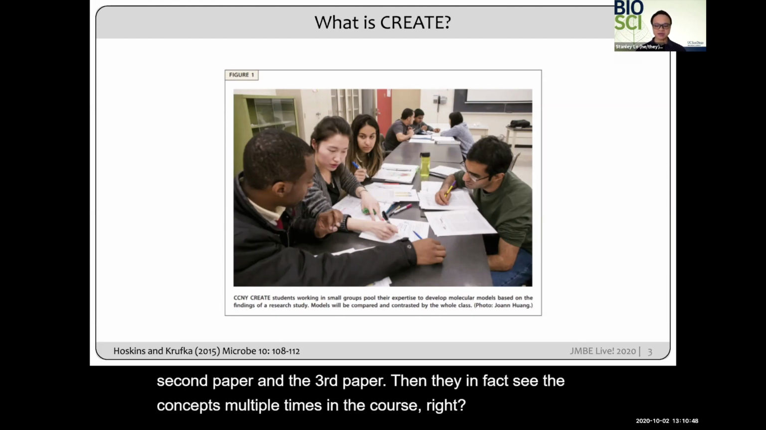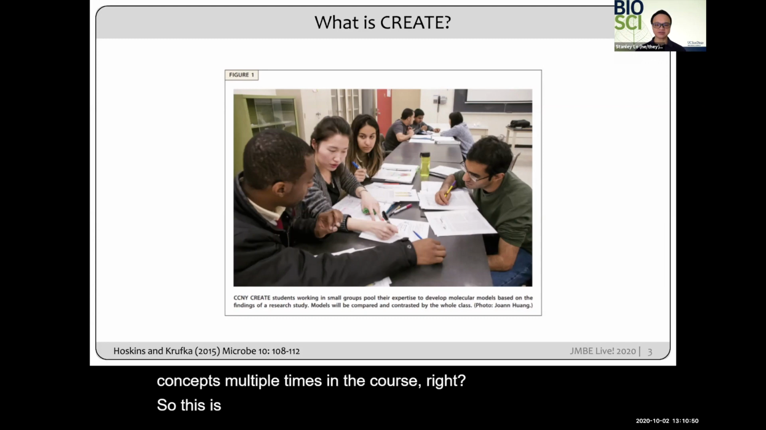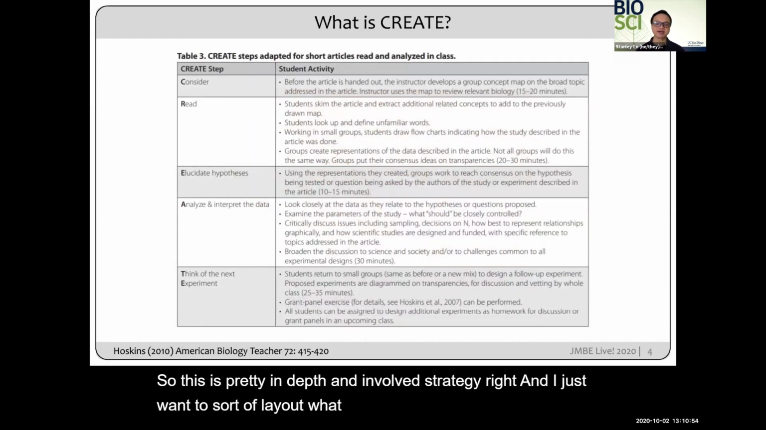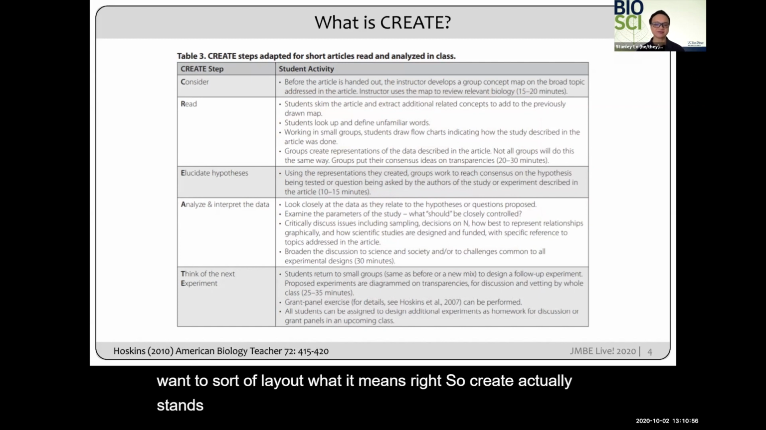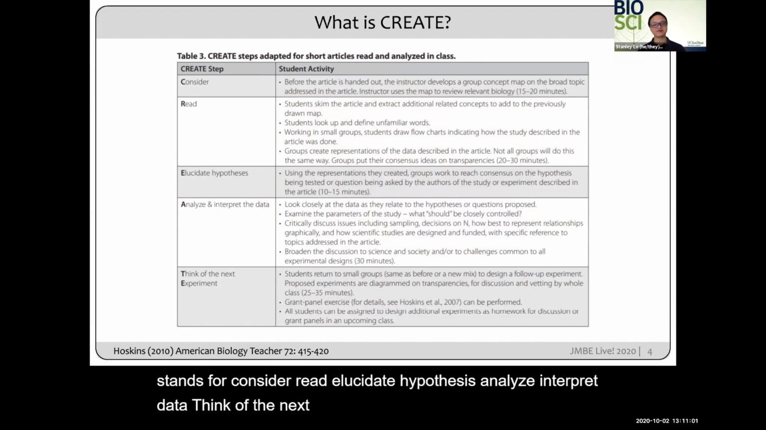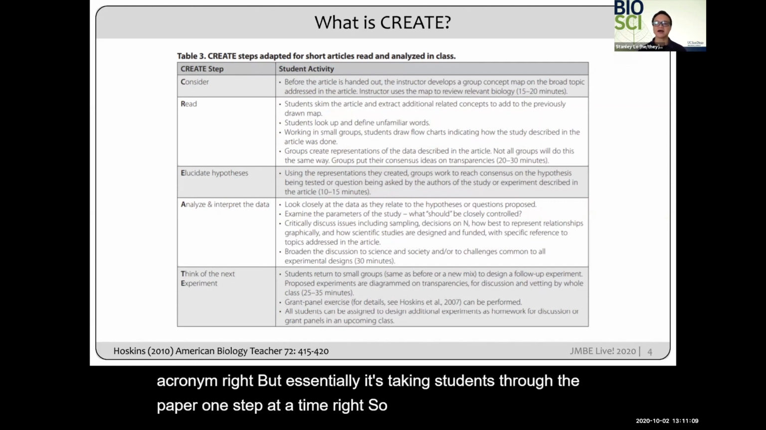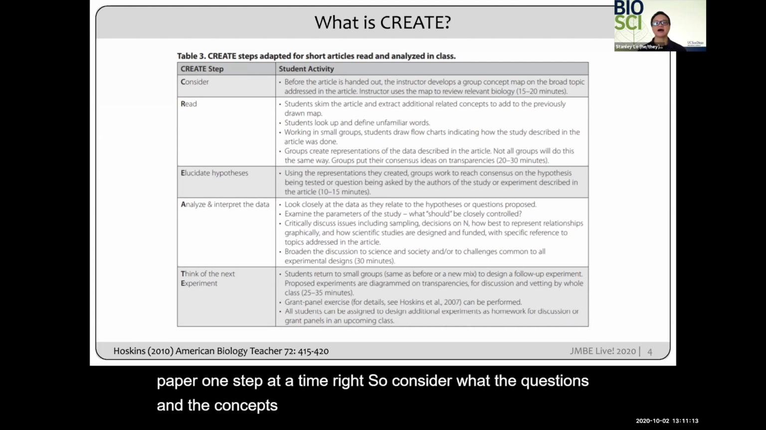So this is a pretty in-depth and involved strategy, right? And I just want to sort of lay out what it means. So CREATE actually stands for consider, read, elucidate, hypothesis, analyze, interpret data, think of the next experiment. It's quite a mouthful for an acronym, right? But essentially it's taking students through the paper one step at a time. So consider what the questions and the concepts and the topics are. Read the article to really extract bits and pieces of the article, not the whole article, right?